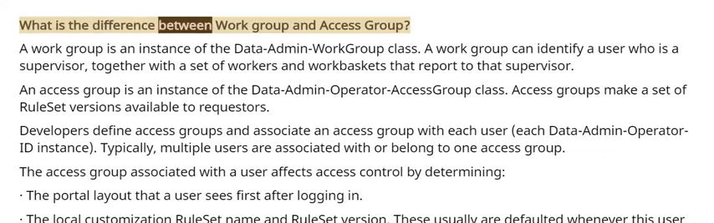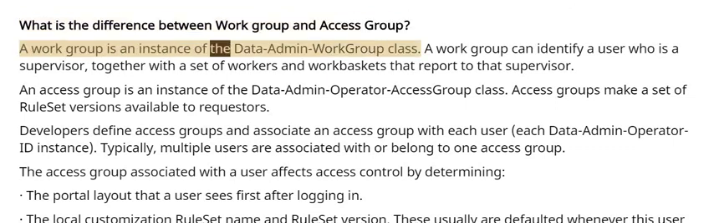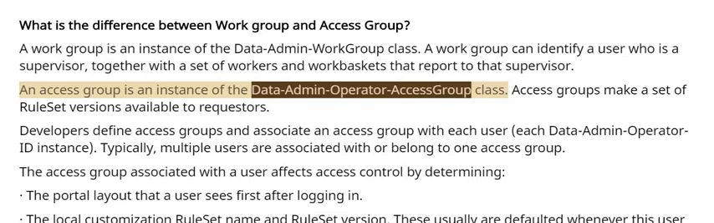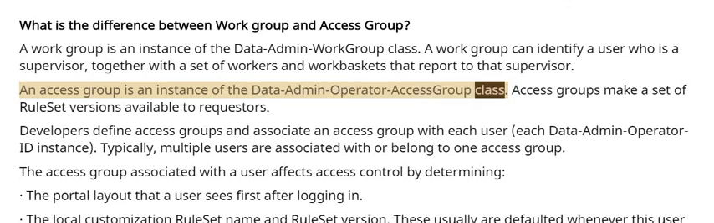What is the difference between workgroup and access group? A workgroup is an instance of the Data-Admin-WorkGroup class. A workgroup can identify a user who is a supervisor, together with a set of workers and work baskets that report to that supervisor. An access group is an instance of the Data-Admin-Operator-AccessGroup class.